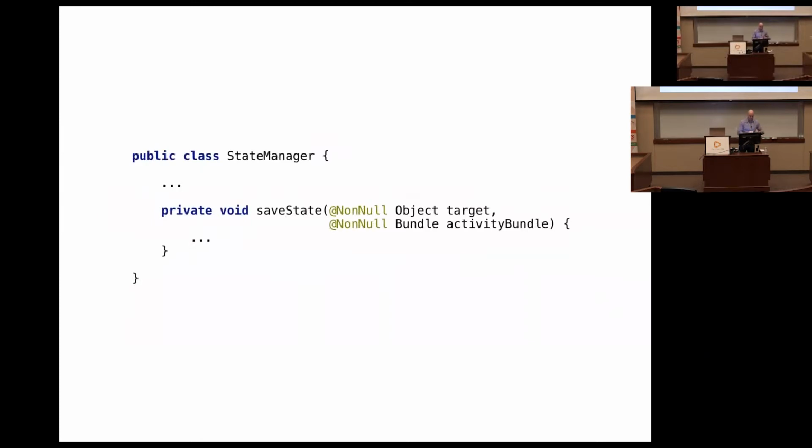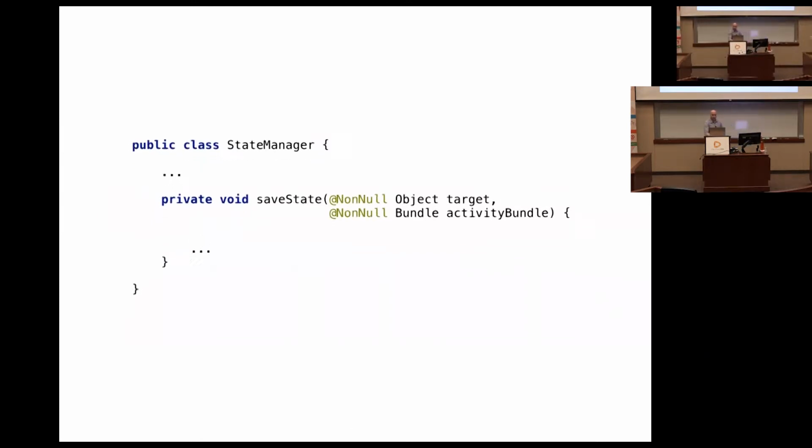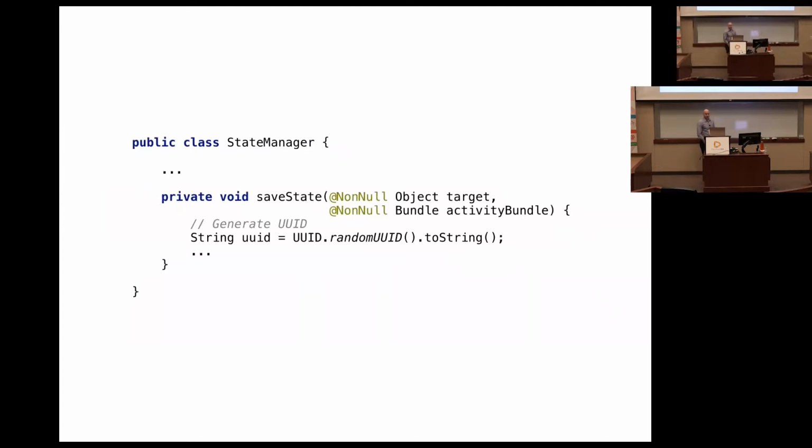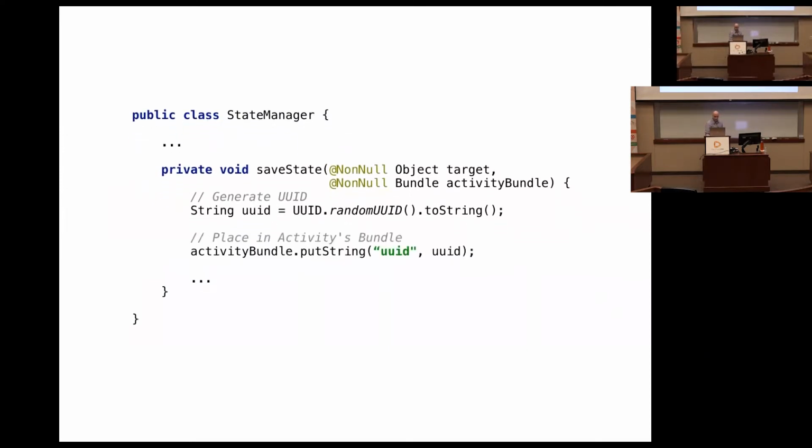All right, so let's start with saving state. The key idea here is that every time we save state, we're just going to generate a random UUID. Now, for our save state method, I've named the bundle getting passed in the activity bundle. That's the bundle that normally you'd be putting stuff in. So instead of putting all our state into that bundle, we're just going to put a UUID into it. Basically just a tag that we can grab later for identification purposes. That's the only thing that we're going to put in our bundle now.